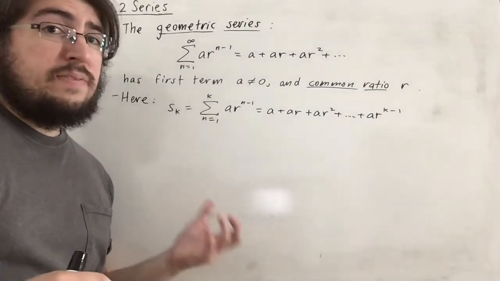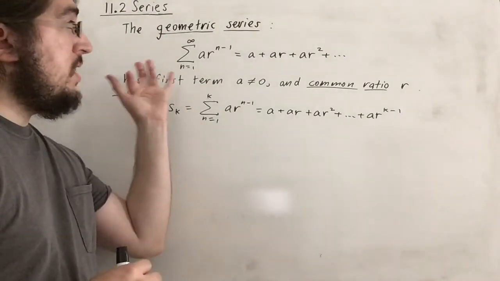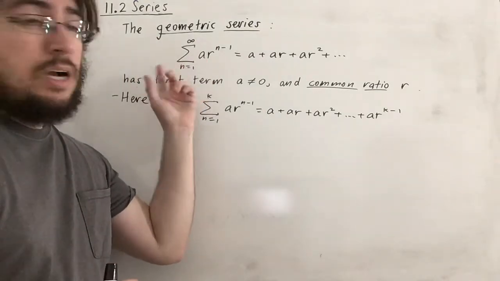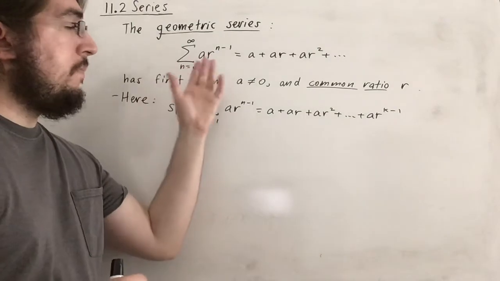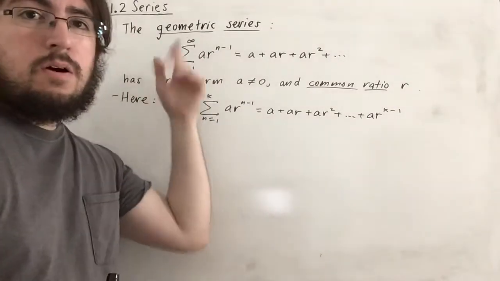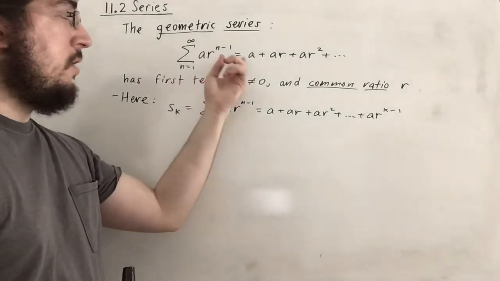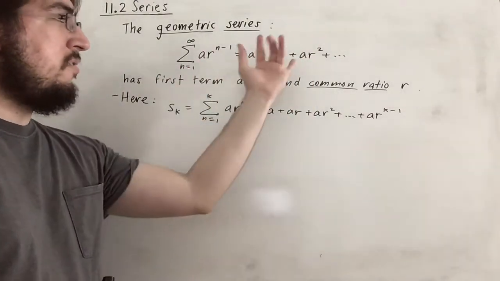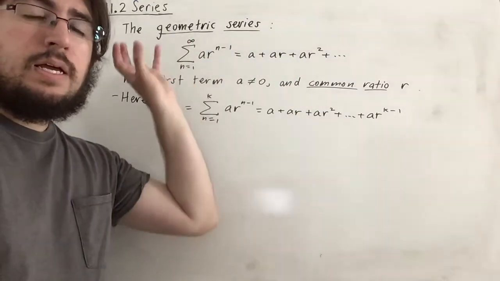All right, so the specific type of series I want to take a look at now is called the geometric series. The geometric series is the sum of terms a, where a is a constant, times r to the n minus 1. So if you plug in n equals 1 all the way to infinity, you get a times r to the 0, a times r to the 1, a times r to the 2, because the power will be 1 behind whatever subscript we're at.